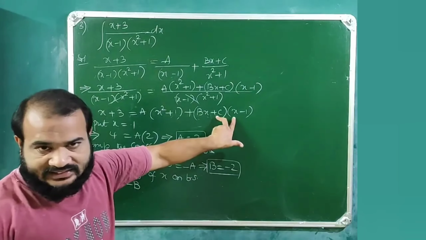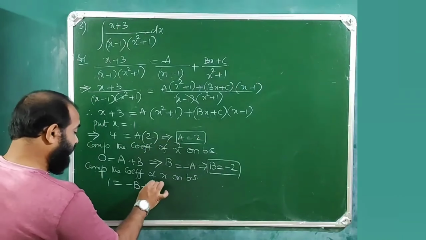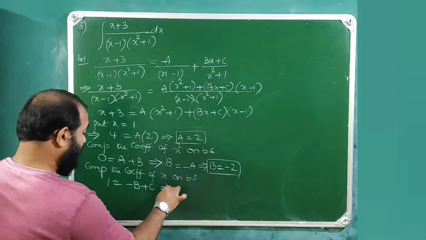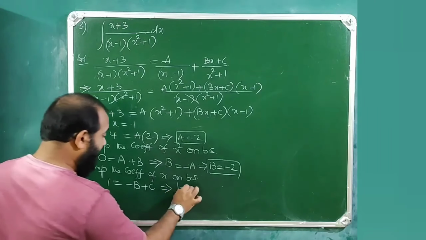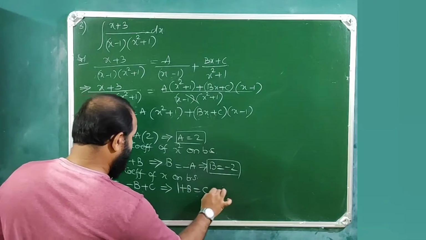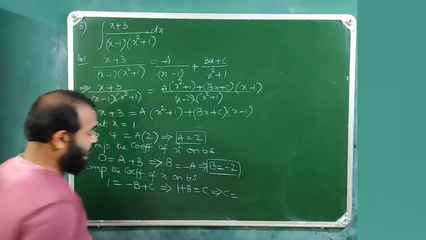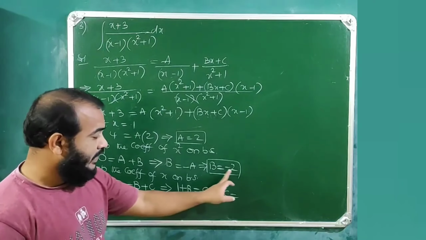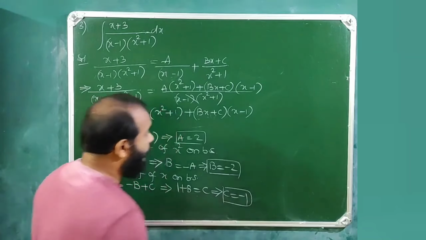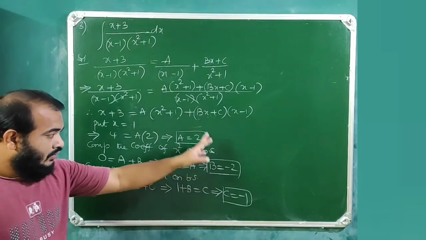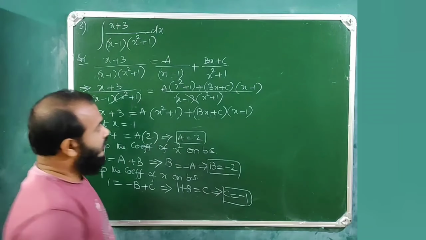C into x, cx. X quotient is c. So if you take this minus b to this side, plus b is equal to c. So therefore c is equal to 1 plus b, 1 plus minus 2. 1 minus 2 is minus 1. So therefore we get all the values of a, b and c.